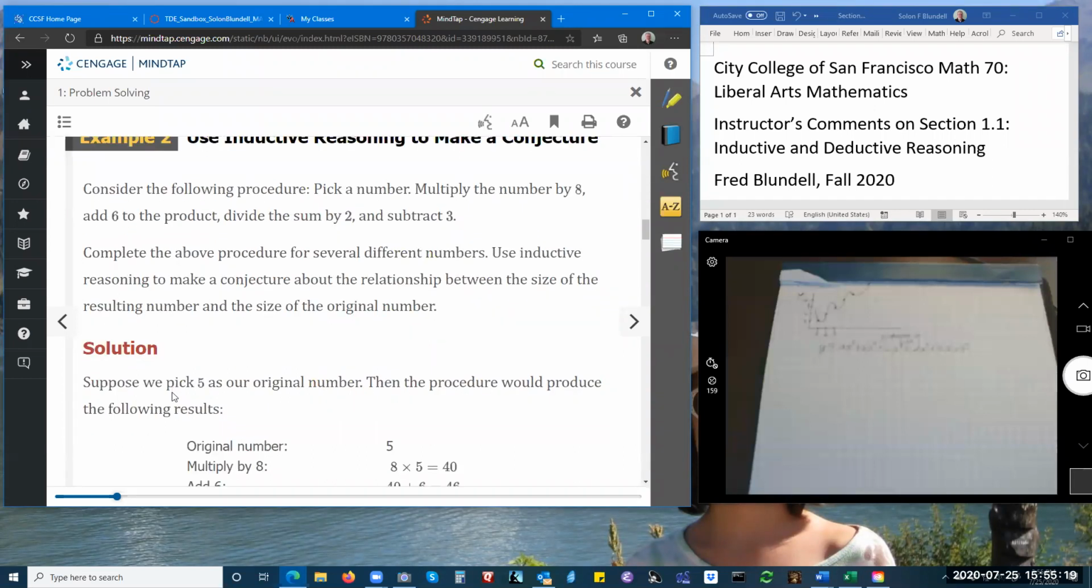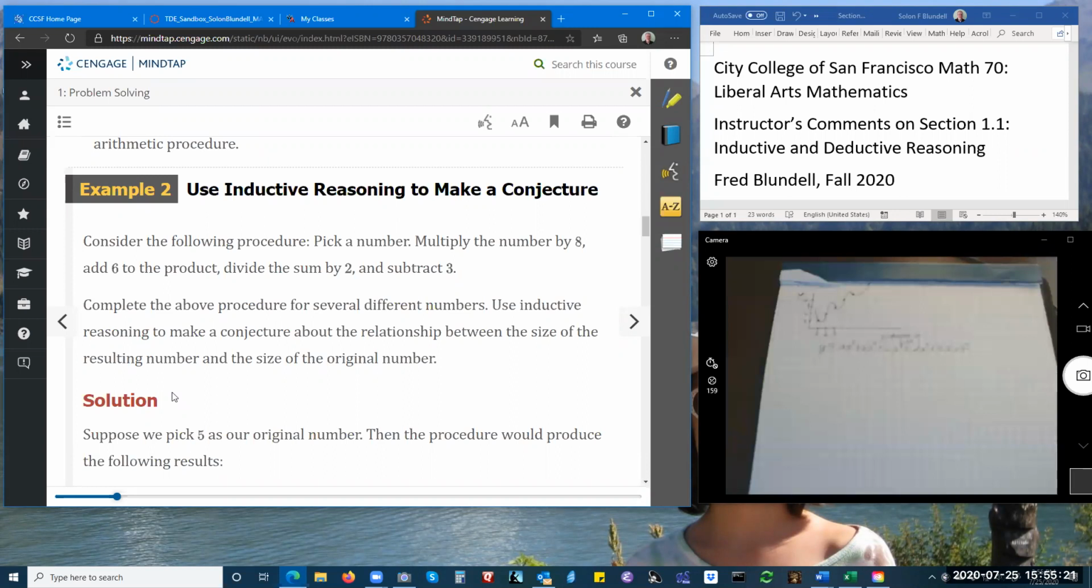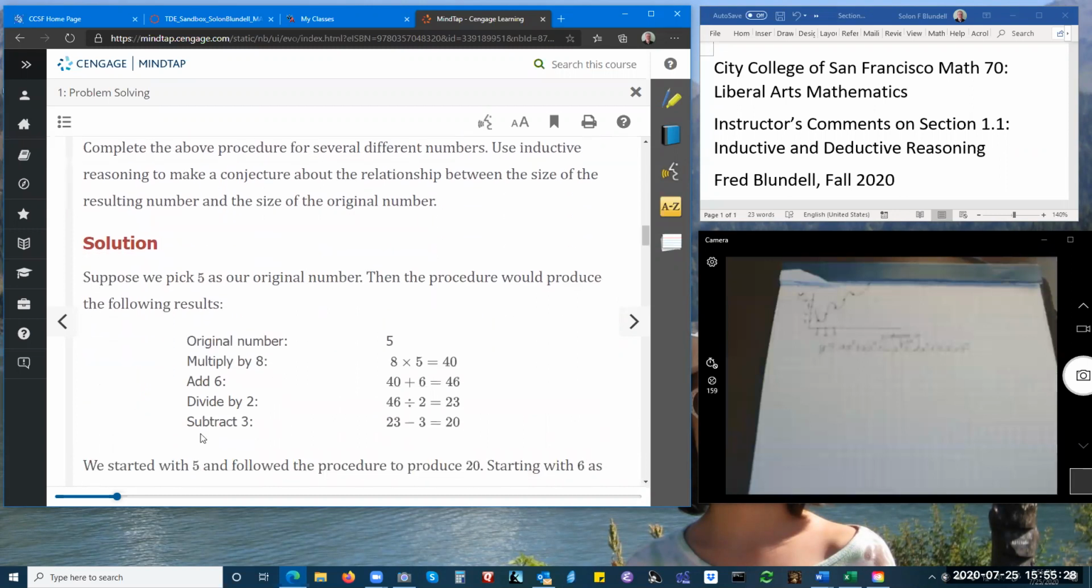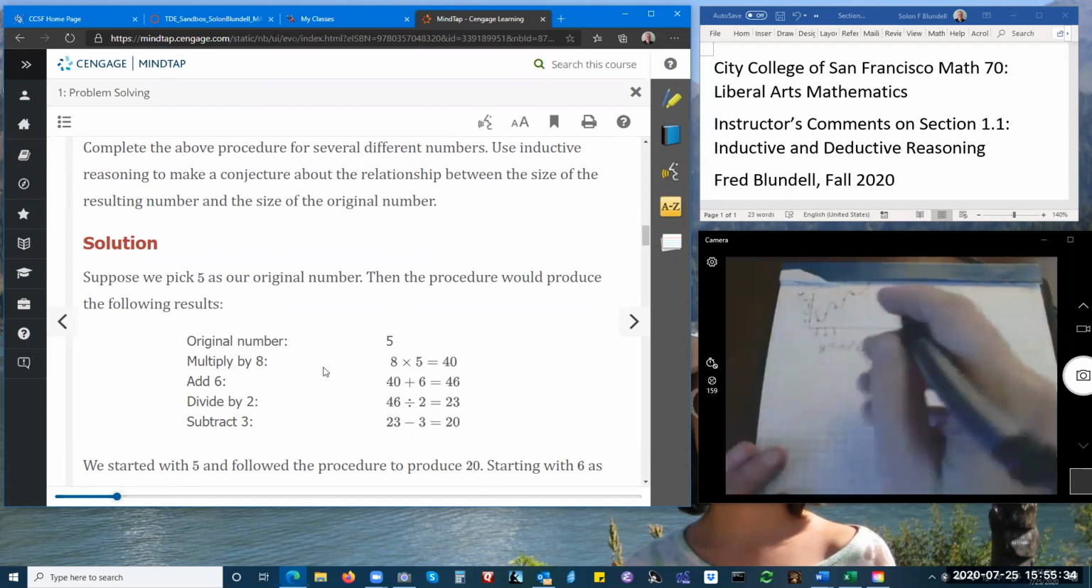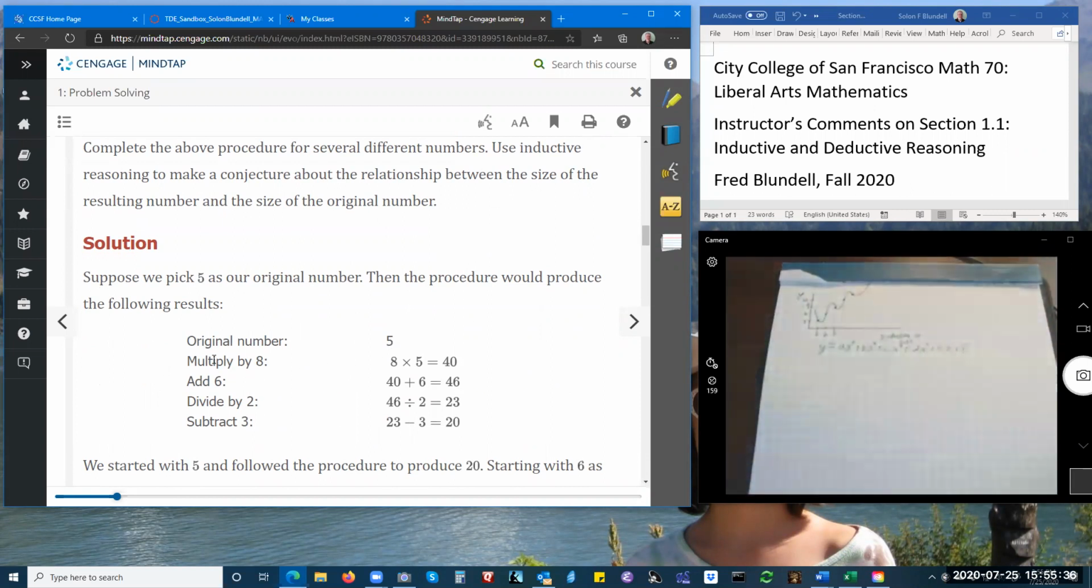Now, you might do algebra to approach that, but that's not what they're doing here. In example 2, what they're doing is they're just going to do the procedure. They just picked a number to start with, 5. Okay, that was arbitrary. 5 could have been anything. And then you do 8 times 5 and get 40. And the next step was add 6. 46, divide it by 2, they get 23, subtract 3, they get 20.